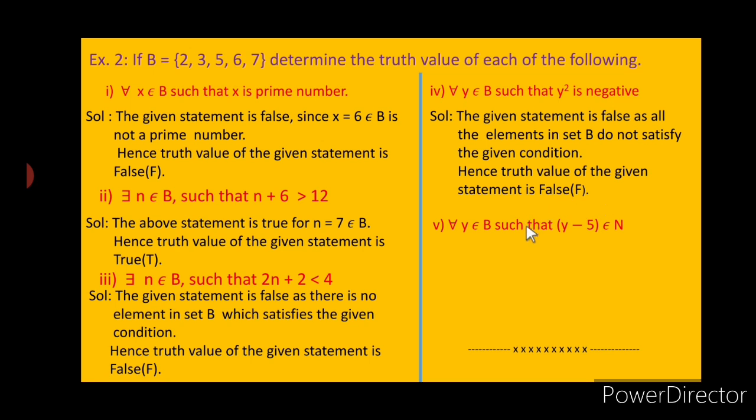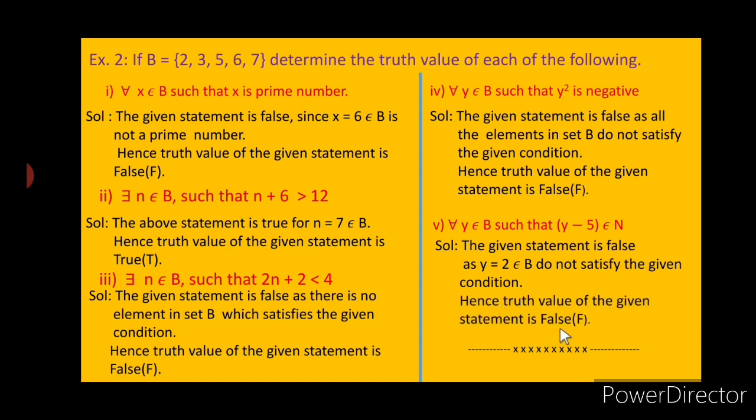Understood? Now the next one. For every y belonging to B such that y minus 5 belongs to N. Now see, again they have used for all values of y. Now if you take say y equal to 2, then 2 minus 5 is minus 3, which is not a natural number. That means this statement is false. So we write, the given statement is false as y equal to 2 belonging to set B does not satisfy the given condition. Hence the truth value of the given statement is false.